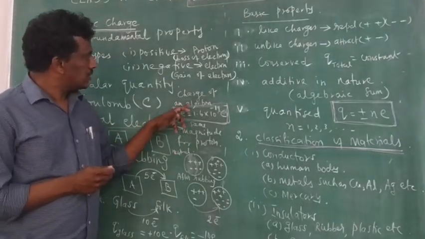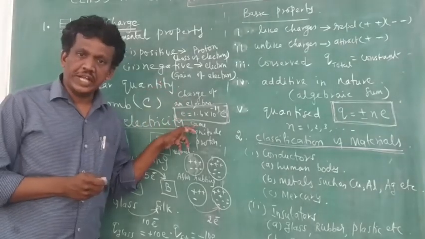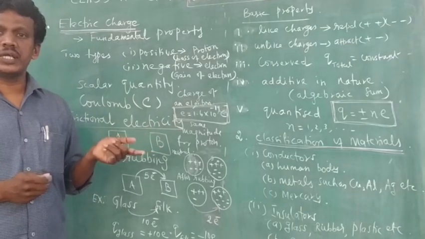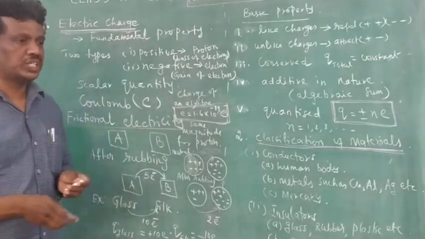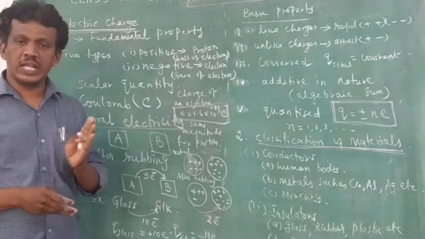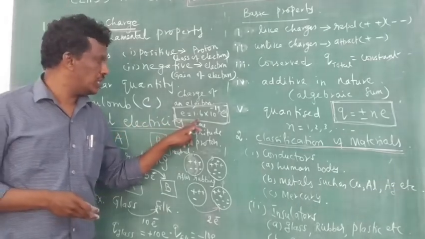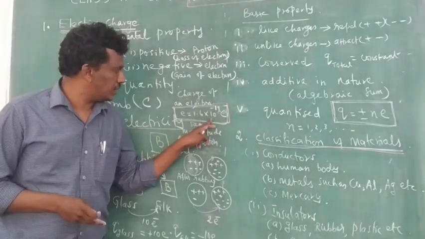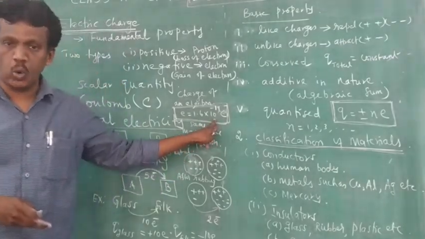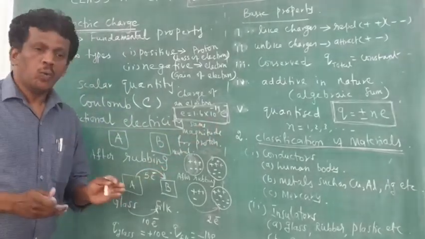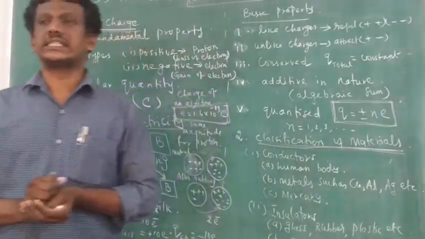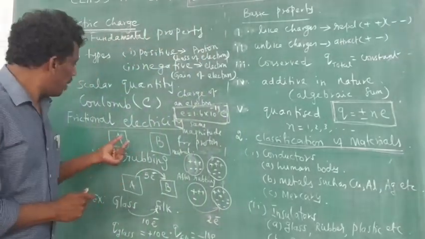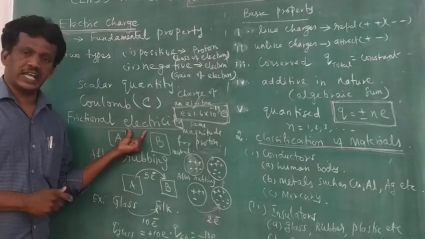By convention, the charge on electron is negative and on the proton it is positive. What will be the magnitude of the charge for electron as well as proton? The magnitude is 1.6 into 10 power minus 19 coulomb. What are the sources of getting electric charges? One of the methods is frictional electricity.